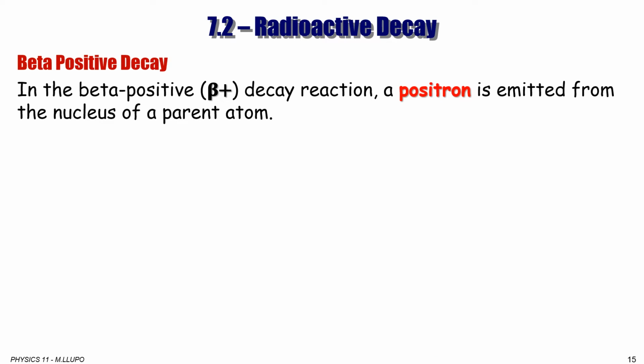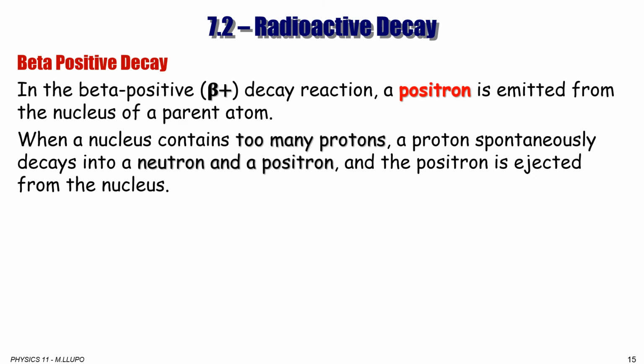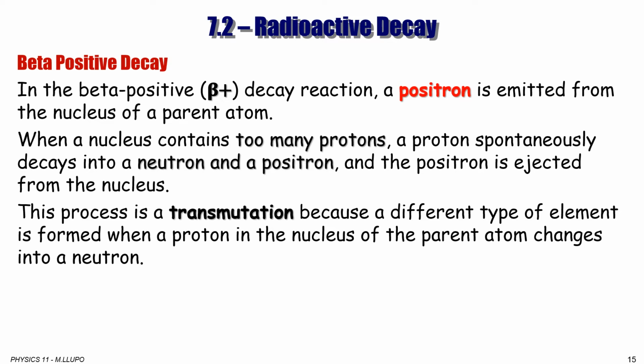In the beta positive decay reaction, a positron is emitted from the nucleus of the parent atom. That means an electron-like particle, but with a positive charge. When a nucleus contains too many protons, a proton spontaneously decays into a neutron and a positron, and the positron is ejected from the nucleus. This process is a transmutation because a different type of element is formed when a proton in the nucleus of the parent changes into a neutron.